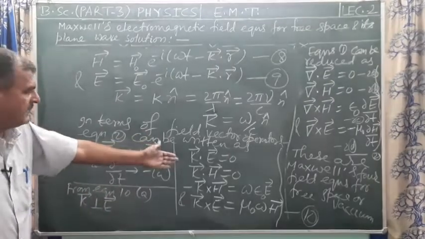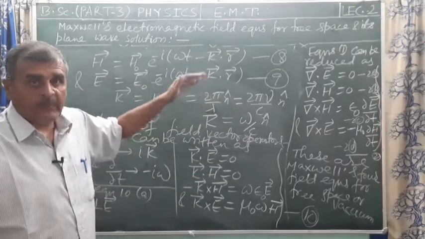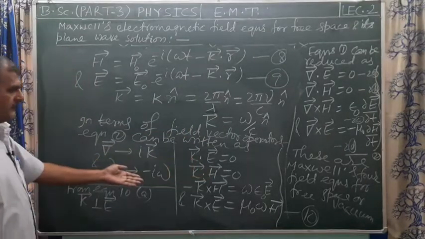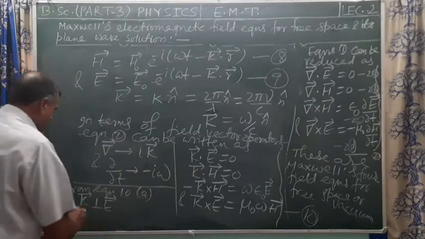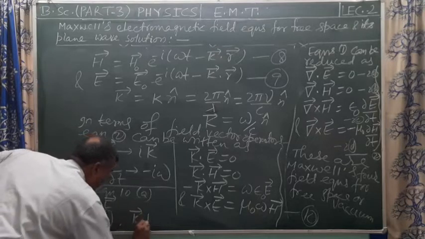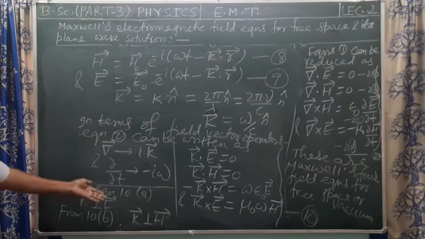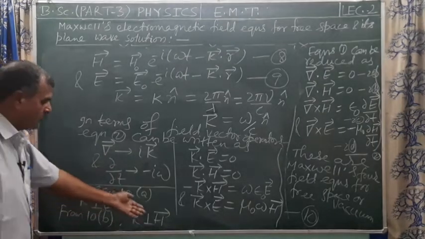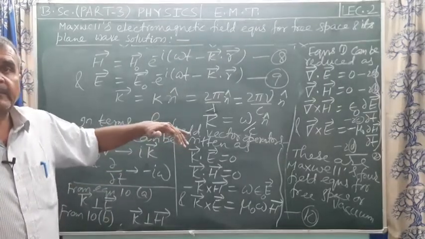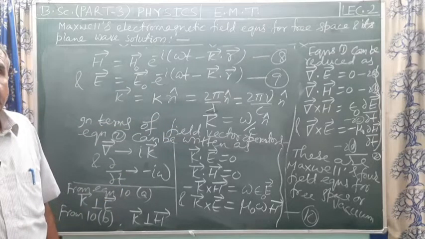And also from equation 10b it is clear that k vector dot h vector is equal to 0, that is, the propagation vector is perpendicular to the magnetic field intensity, that is, k vector perpendicular to h vector. We concluded from equation number 10b that k vector is perpendicular to h vector. That means since k vector is perpendicular to e vector from 10a, and from 10b k vector is perpendicular to h vector, both the electric field vector and the magnetic field vector are perpendicular to the propagation vector.